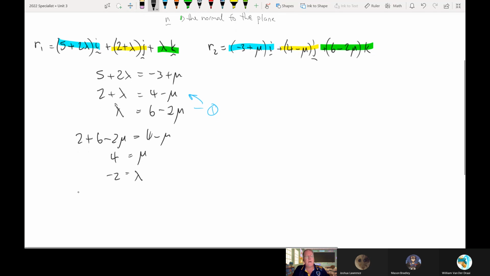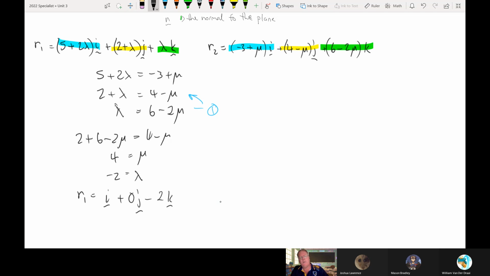So then what I do is say, well, what's R1 then? R1 to do with lambda. So lambda is -2. So 5 minus 4 is 1, so that's going to be I. 2 minus 2 is 0, so plus 0J. I'll just put that there. And then I've got plus -2K, so minus 2K. Okay, so just double check that: 5 minus 4, 2 plus -2.